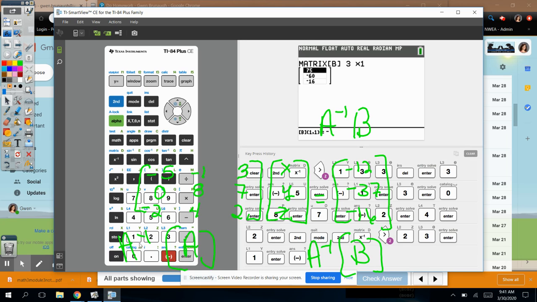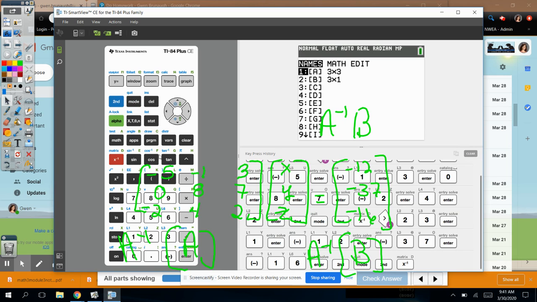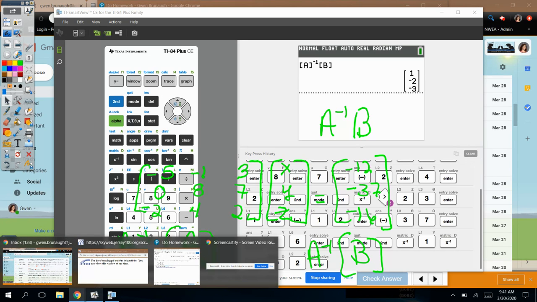-12, -37, and -16. Okay, so now we'll just do the second matrix. This time we're going to select it. So just hit 1, A inverse, second matrix, B. Now it tells us our solutions: 1, -2, -3. So our solution is 1, -2, -3.